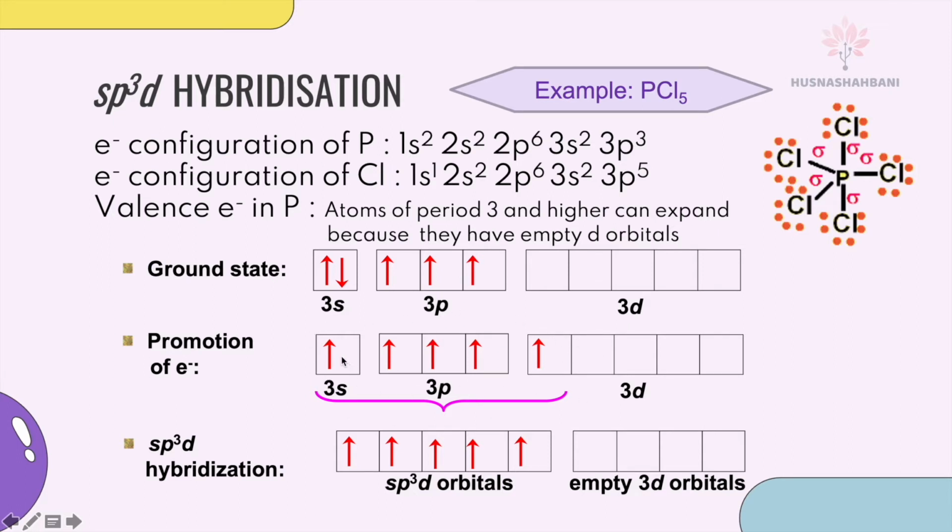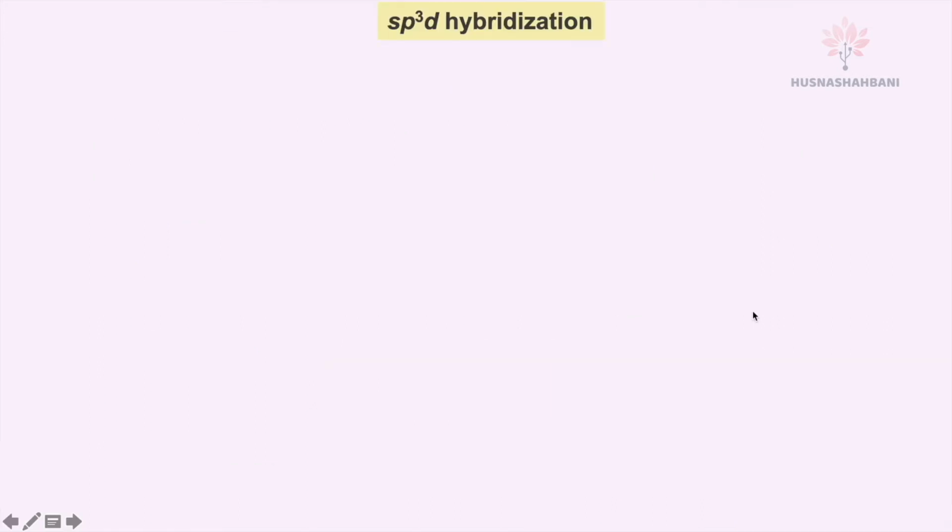And then mix all the pure orbitals in the promotion of electron to identify the type of hybridization. When you mix all these pure orbitals, it will become sp³d orbitals because you use 1 s orbital, 3 p orbitals, and 1 d orbital. That's why the name is sp³d hybridization. We do hybridization for the central atom only.